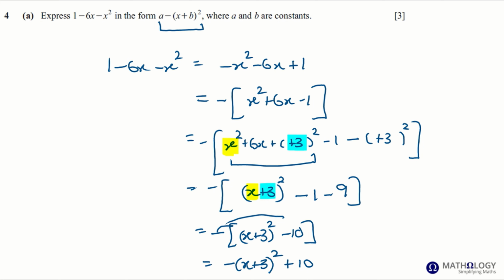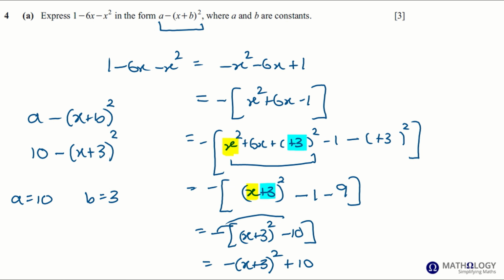And just to put it into the form that they required, they wanted it in the form a minus (x + b) all squared. We are going to have 10 minus (x + 3) all squared. So clearly a equals 10 and b equals 3.